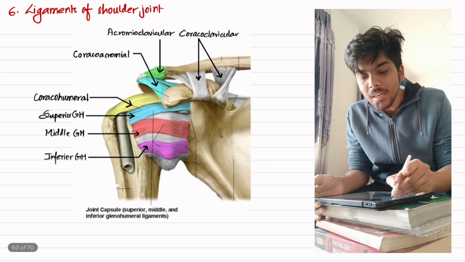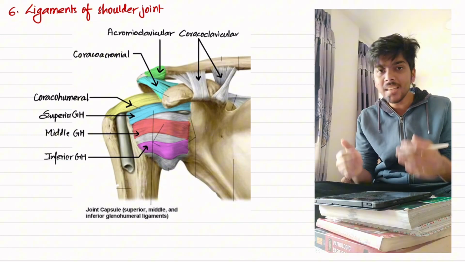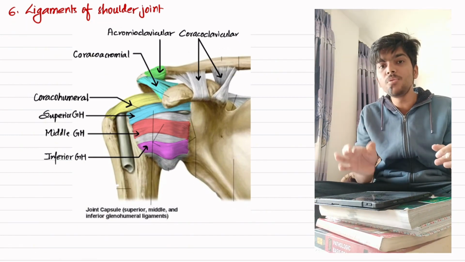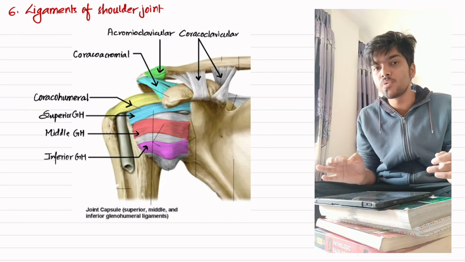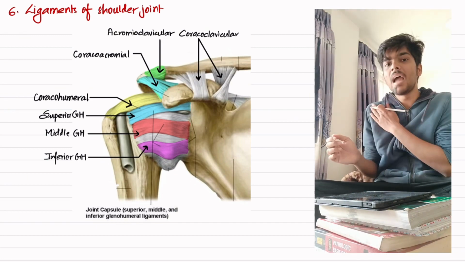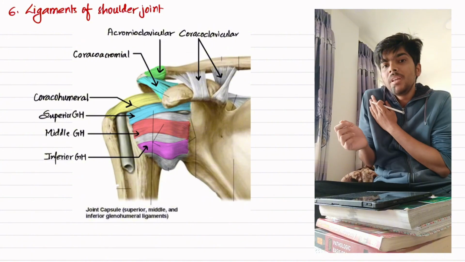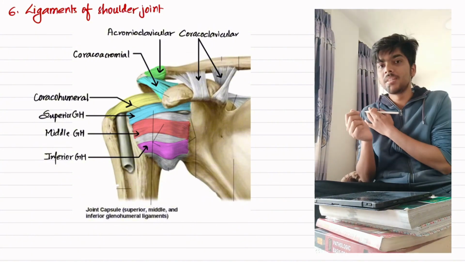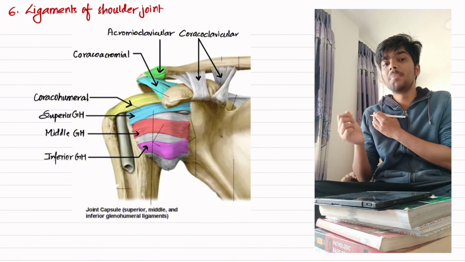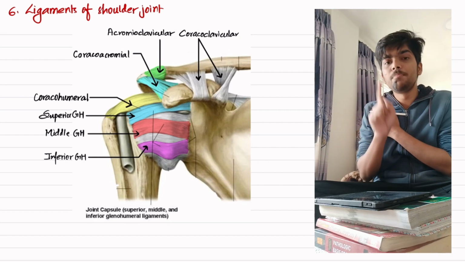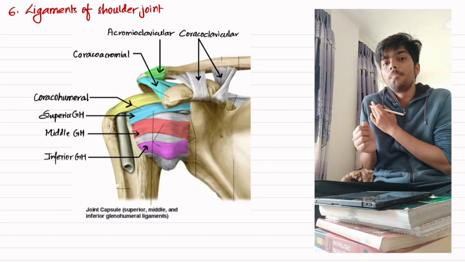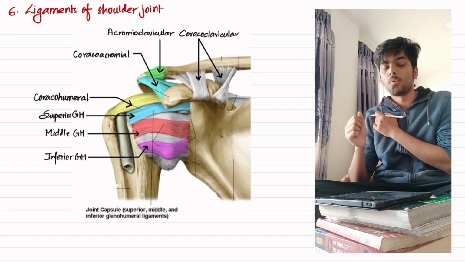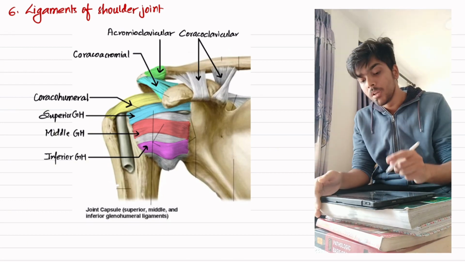Next up, we have the ligaments of the shoulder joint. These ligaments provide stability to the shoulder joint or the glenohumeral joint at different levels: the anterior stability, the superior stability, and the inferior stability, so that the joint remains at its place. It does not get dislocated up or anteriorly or down.